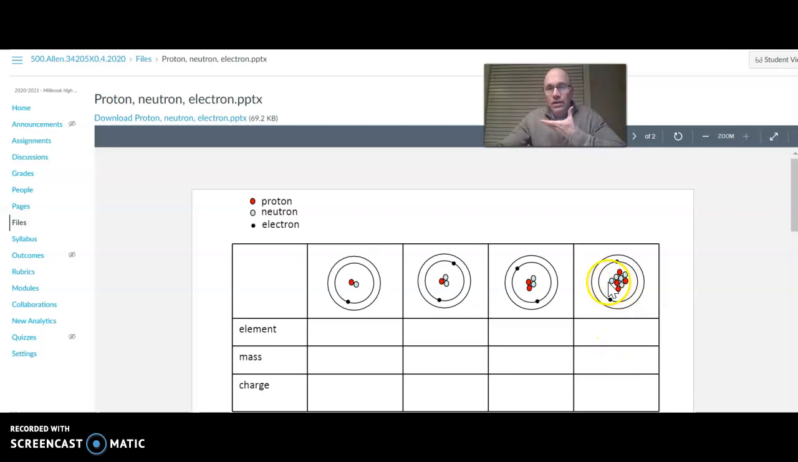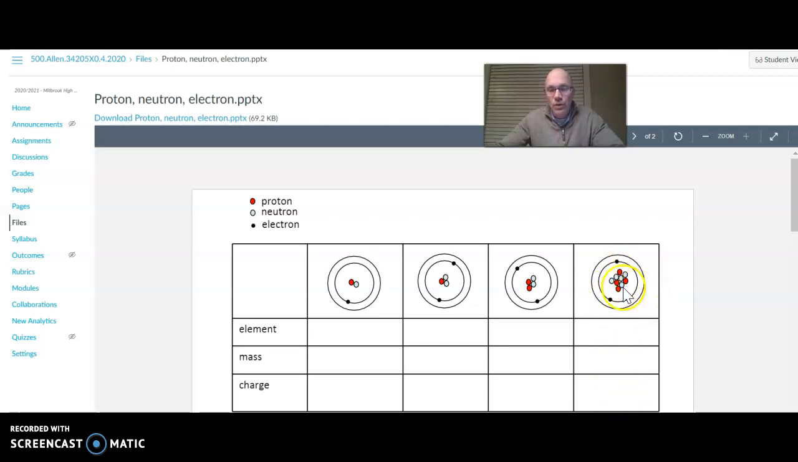All right, and then the charge has to do with protons and electrons. Remember, every proton has a positive 1 charge, every electron has a negative 1 charge. So whichever one you have more of is going to dictate the charge. Since in this case there's 2 more protons than electrons, its charge would be +2.